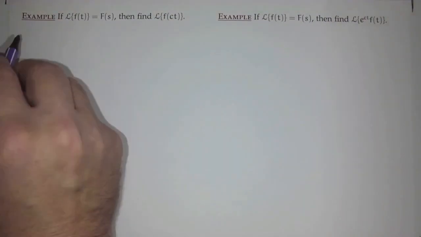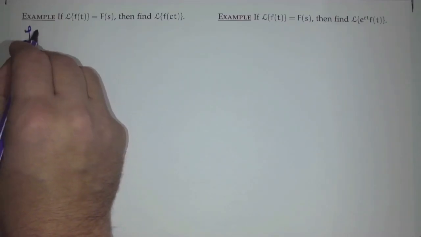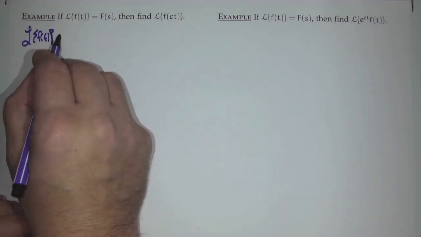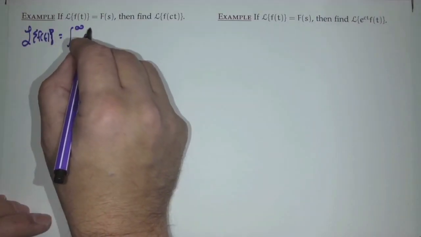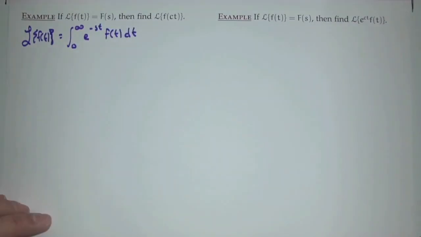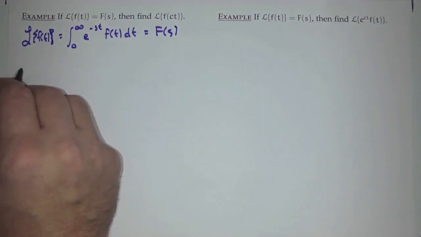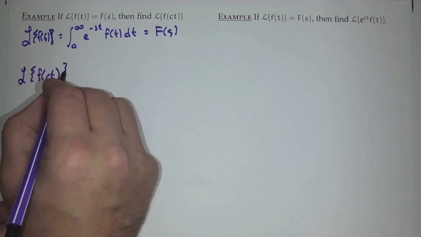All right, well, what's true? We have that the Laplace transform of f(t), we'll just write that down for reference, is the integral from 0 to infinity of e^(-st) f(t) dt. So that's the definition of the Laplace transform. Now we'll take a look at the Laplace transform of f(ct).